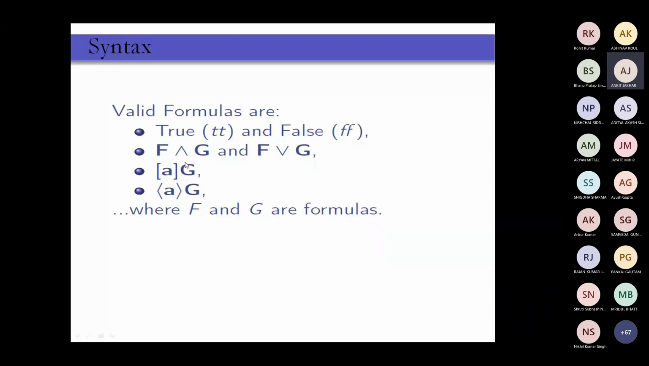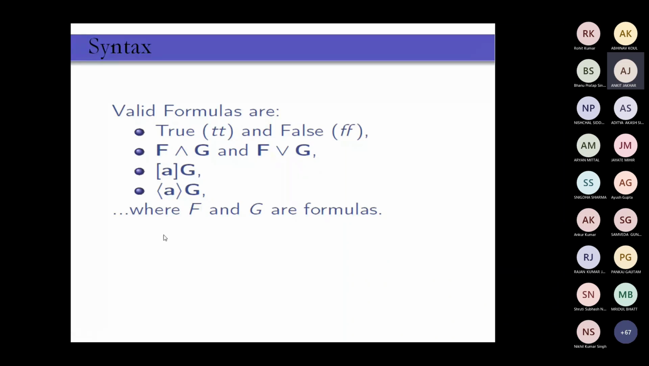So the smallest unit of this logic is true and false. If we are looking at our CCS or our state machine, then every state satisfies true and no state satisfies false. That means false is nowhere true, and true is true in every state. Then we can combine: once we have TT, we can add TT with a certain action. TT could be one simple formula, and when I write box modality A TT, it will mean something. What it means, we are going to discuss.